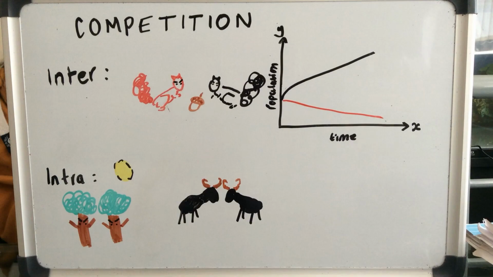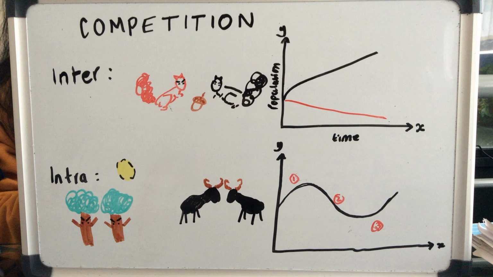Intraspecific competition occurs when members of the same species compete for the same resource. Availability of resource determines population size. This results in fluctuations in the number of organisms present in a particular population over time.